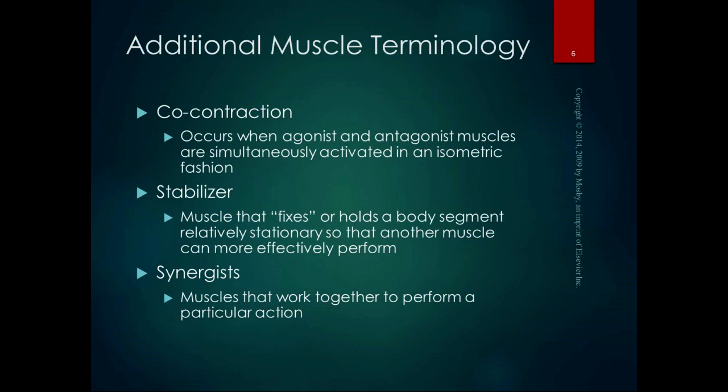Or if you're doing some really tiny fine motor skill, like maybe you're engraving, a lot of the muscles in your upper extremity are contracting to stabilize so you can make those precision movements. So co-contraction is often a stabilizing contraction. A muscle could also be thought of as a stabilizer, where one muscle holds a body segment relatively stationary so that another muscle can more effectively perform.